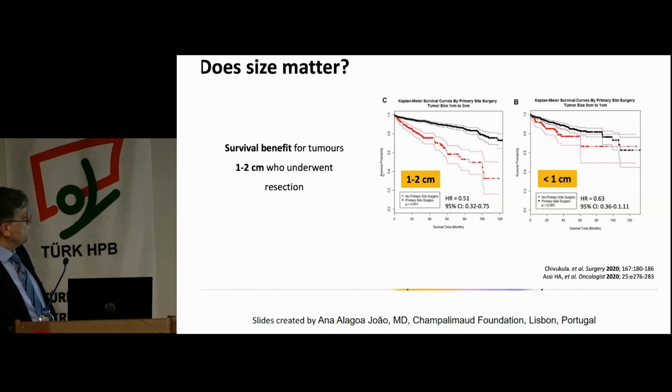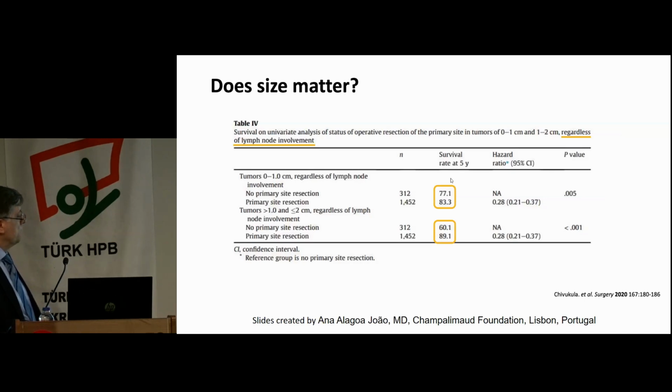Same also for when the size is broken down, 1 to 2 versus less than 1 centimeter. Again, 1 to 2, you have 5-year survival illustrated here, actually even lower than 60%. So this shows that they are really malignant.